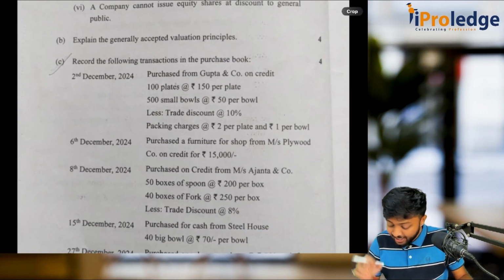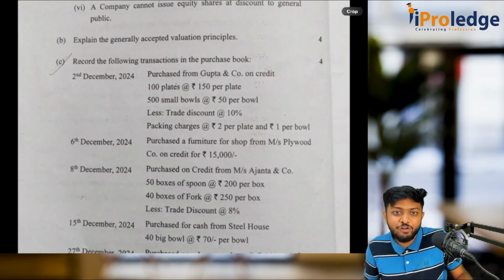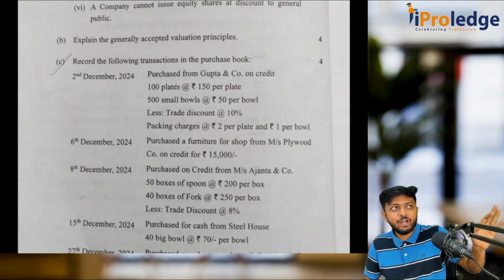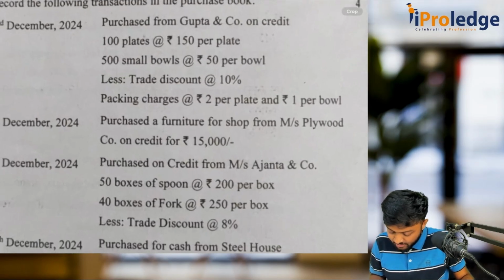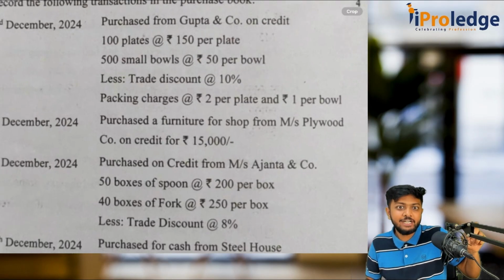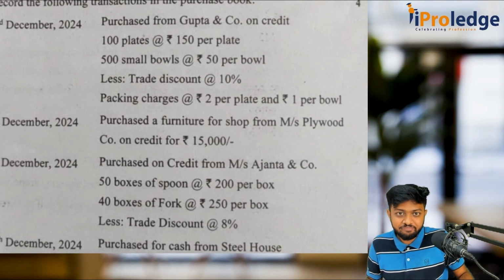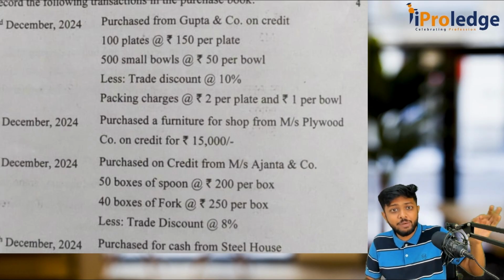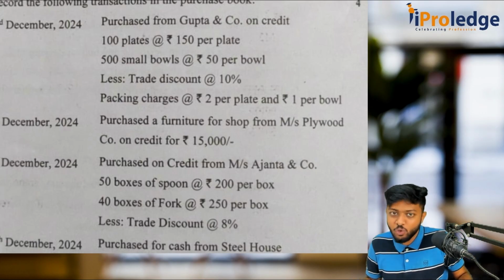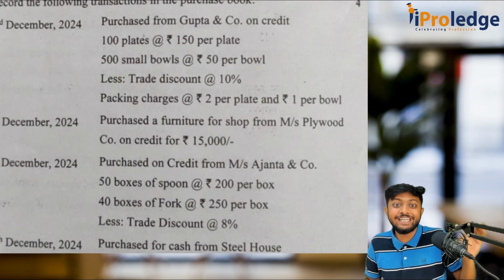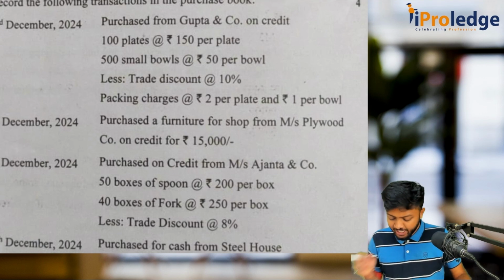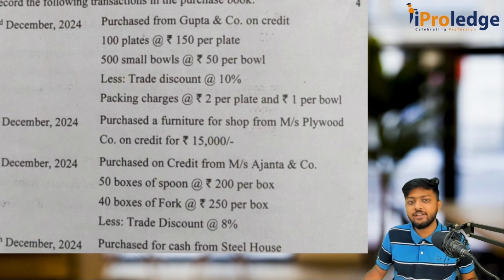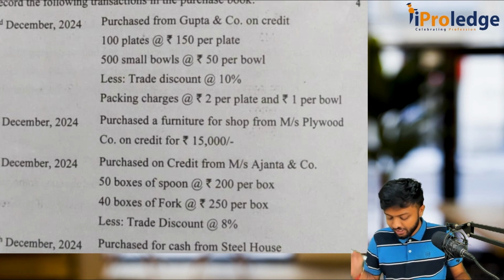Again, they've asked you the purchase book for 4 marks. Again, easy 4 marks in the pocket. All the credit transactions will come, except this furniture, because furniture is a capital asset. Purchase of a capital asset will not come in the purchase book. Anything you purchase for the purpose of reselling, and whatever is purchased on credit, only that will come to your purchase book, others will not. So again, same easy question, 4 marks into the pocket.